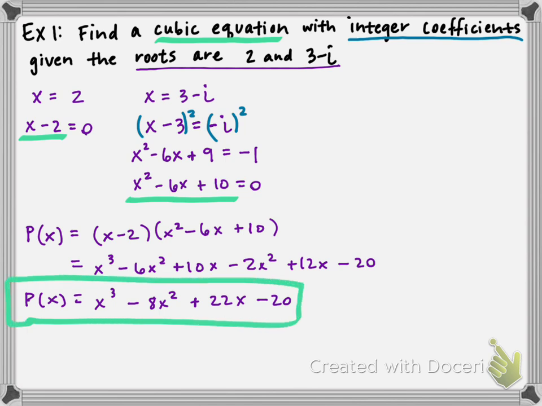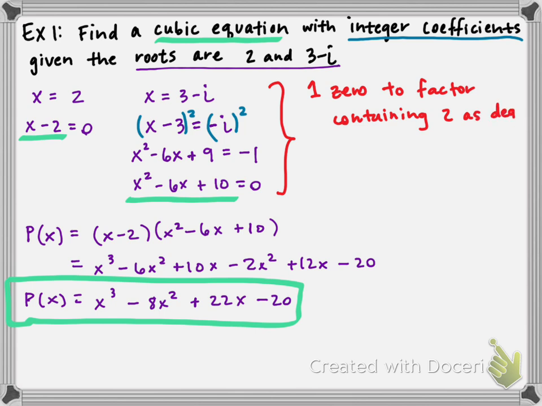Example 1, done. Folks, I want you to take note of what we did here, right? This is very important. We went from 1 zero to a factor containing 2 as the degree, which indicates that we have that implied zero within there. Implied zero, the conjugate.